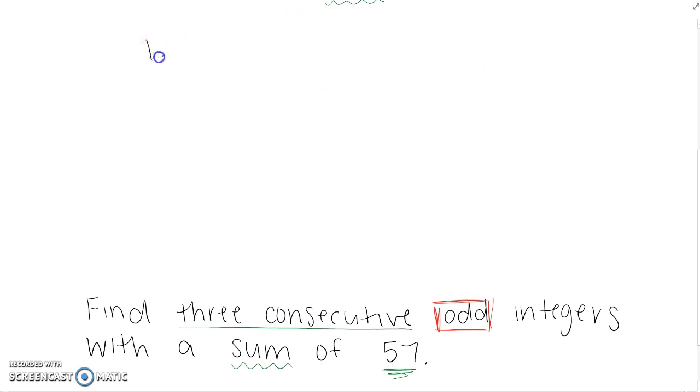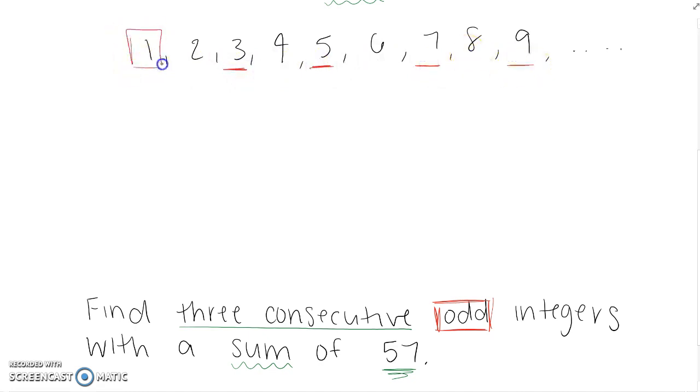So if I have a number line like 1, 2, 3, 4, 5, 6, 7, 8, 9. Let's just go to 9, but remember it keeps going. Okay. My odd numbers are 1, 3, 5, 7, and 9.